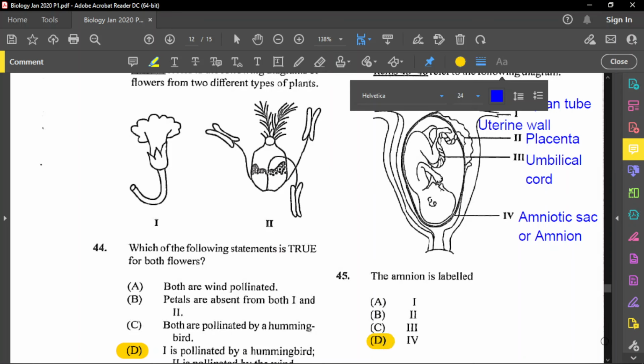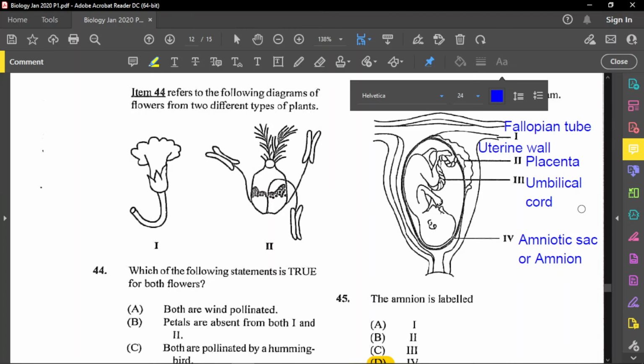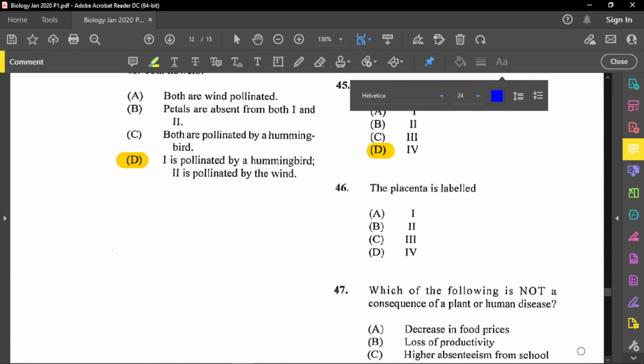It said the placenta is labeled as what? And we'll label the placenta up here. So the placenta, let me just go back to it and show you real quick what the placenta is. And so the placenta is part 2. All right, so let's go down to the placenta. Part 2, placenta. All right.